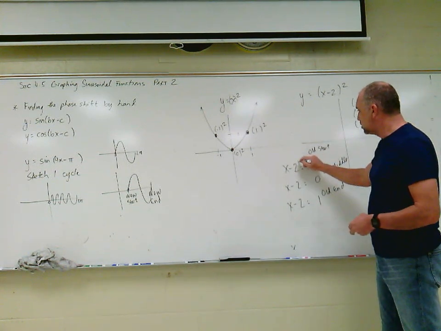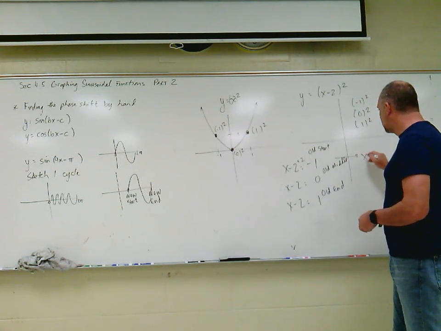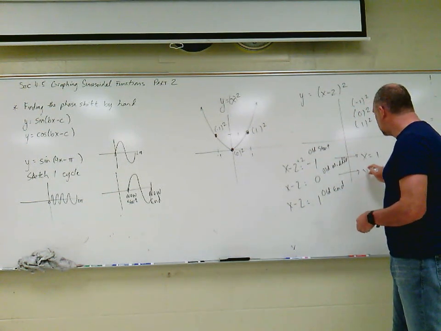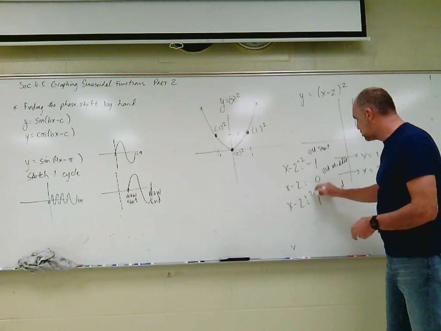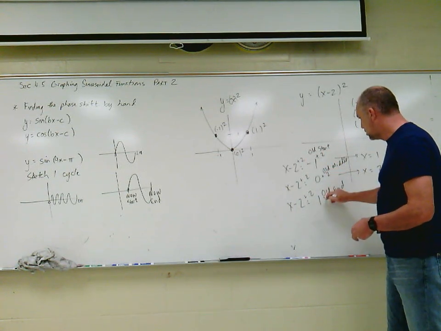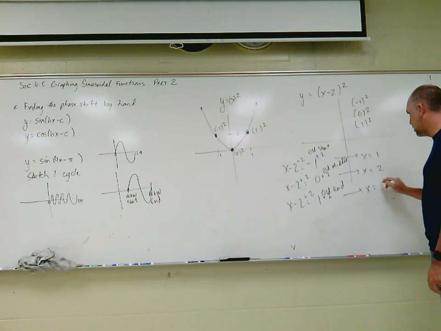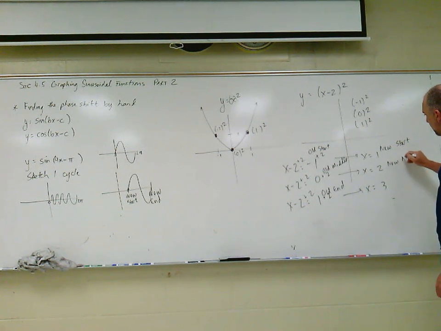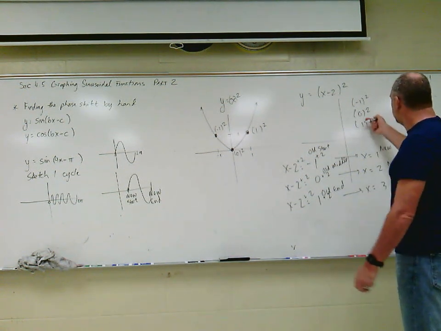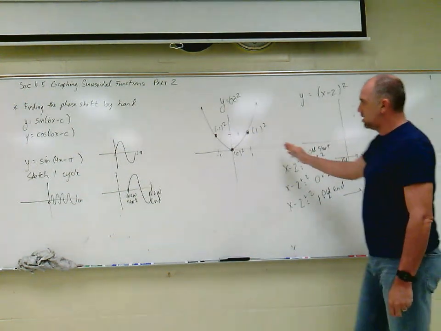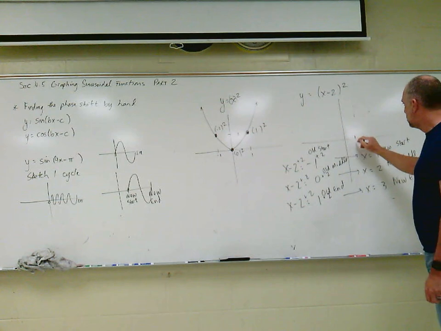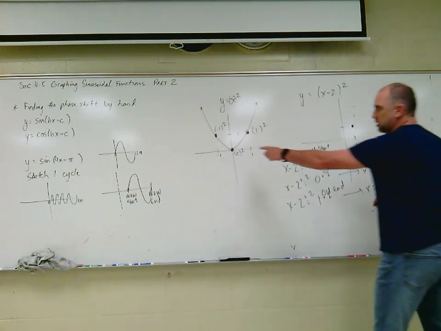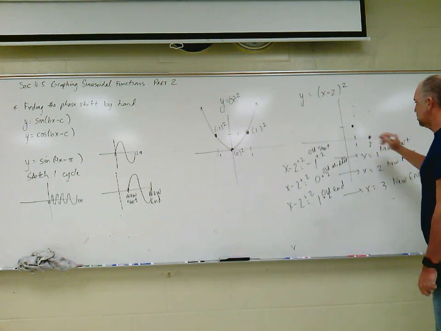If I solve each one of these by adding 2, what do I get? I get x is 1, x is 2, and x equals 3. So now this is the new start, the new middle, and the new end. That means the point that was at -1, 1 is now at 1, 1, right there. The point that was at 0, 0 is now at 2, 0.